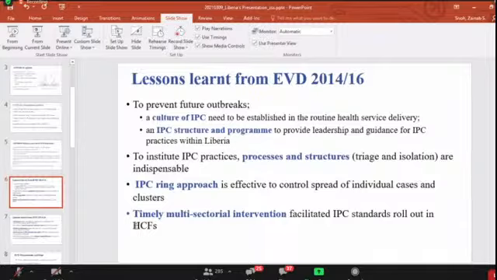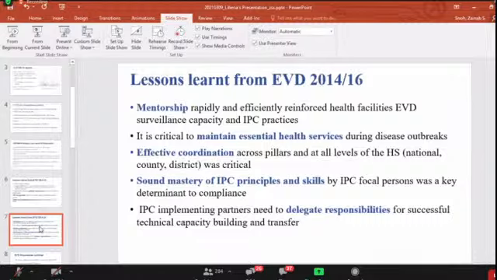The IPC ring approach, we learned, is also an effective way to control the spread of individual cases in clusters. So all the time when we are responding, we ensure that the ring approach is activated so that we can ensure that the spread of whatever disease we are combating, be it Ebola or COVID-19, is being contained where it started from. We also learned that timely multi-sectoral intervention facilitated IPC standard rollout. Lesson learned. Practices in all of our healthcare facilities and at all levels.